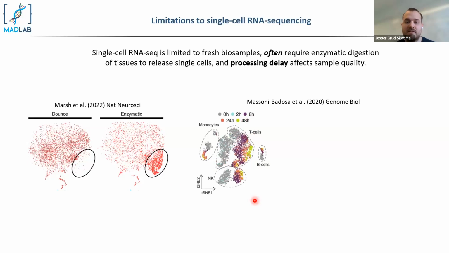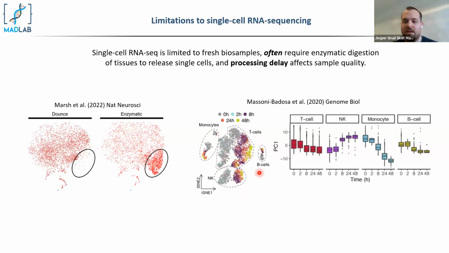And here we can see that processing delays can significantly affect the quality of the libraries, as there is a significant shift in the distribution of the cells. So for example, within this dotted area is only T cells, and you can see that the gray and blue ones are on top of each other, which means that they're similar, whereas the purple, red, and yellow ones are moving away. And this can also be evaluated in principal component space, that there are significant shifts in the transcriptomes of cells depending on the processing.